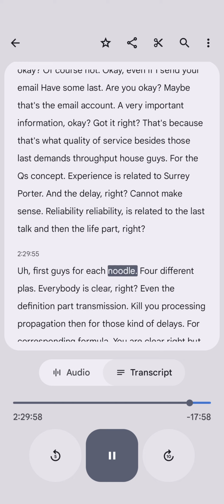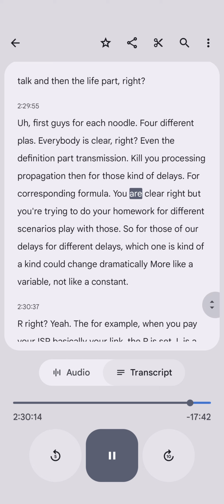First, guys, for each node, four different delays, everybody is clear, right? Even the definition part: transmission, queuing, processing, propagation. Then for those delays, the corresponding formulas, you are clear, right? When you're trying to do your homework for different scenarios, play with those. So for those four delays, which one could change dramatically? More like a variable, not like a constant.